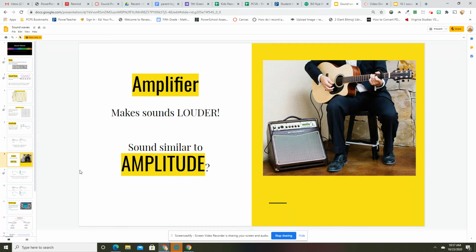Amplifier, so yeah, I didn't think about it that way for some reason, but if somebody plays guitar, or you like rock music or country music or any kind of music, they use an amplifier when they play guitar, and that amplifies the sound, that makes it bigger.